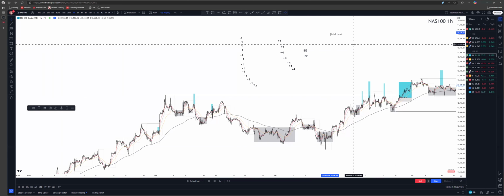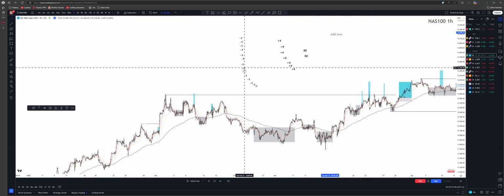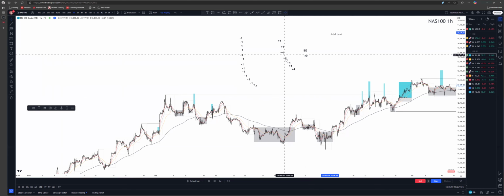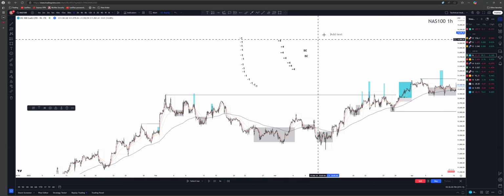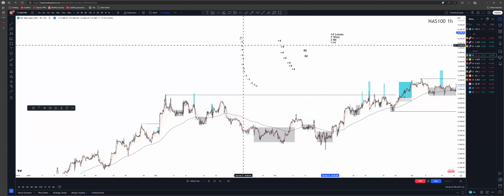So we ended up getting our 5%. We lost 5%. So what is that? That's 2, 4, 6, 8, 10, 12, 14. 14 losses, 7 wins, 7 wins, 2 break evens, plus 14 if I did that math right.